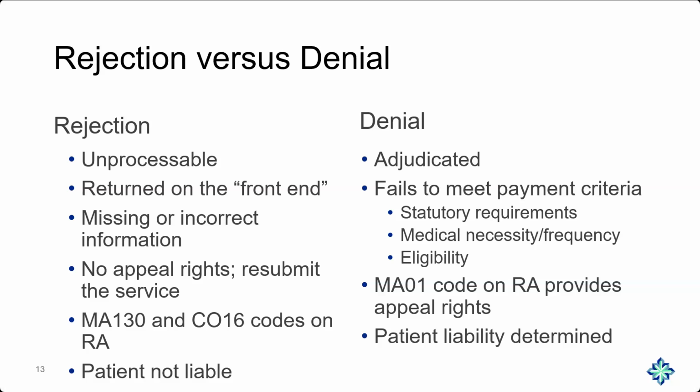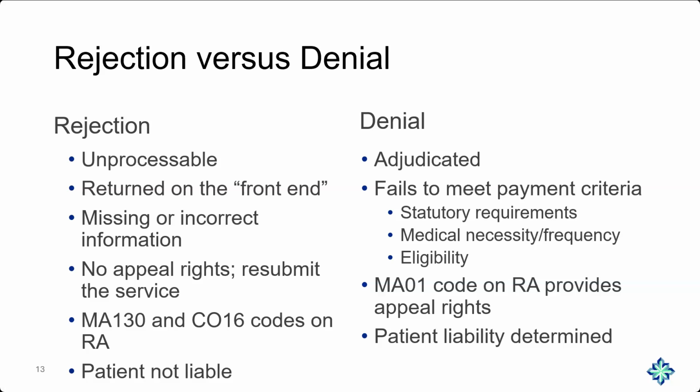Eligibility is another reason why we denied claims, and this is one that is quite frequent and quite common. When I started all of these sessions on claim rejections and denials, I started at specialty 01. We're now up to specialty 38, which represents geriatric medicine. A lot of the most common reasons for denials is eligibility. MA01 is the code you're going to see on a remittance advice that provides appeal rights.